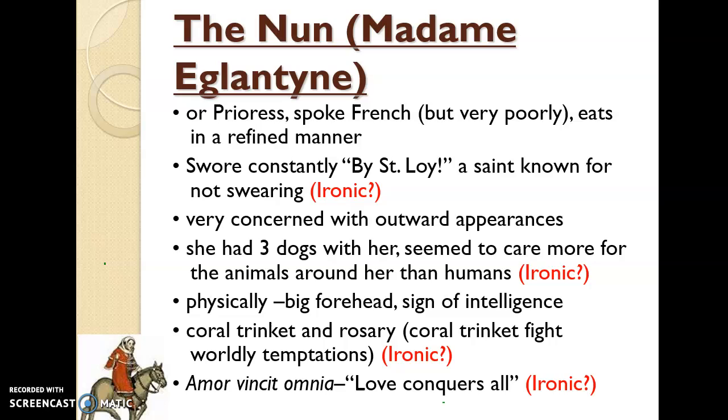But again, she does portray a few different ironic elements. The fact that she's very concerned with outward appearances and could potentially be considered as vain. The fact that she's swearing all the time. So this is the nun. She is seen as very high in society, though. So keep that in mind as we continue reading through the prologue for the Canterbury Tales.